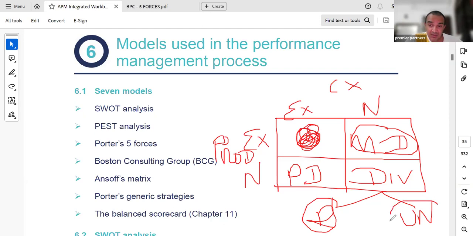Unrelated diversification: PPIM wants to start a hospital. Education, hospital, totally something new. So that is unrelated diversification. So if you look at all four, diversification is the riskiest. And in that, unrelated becomes even riskier, right?